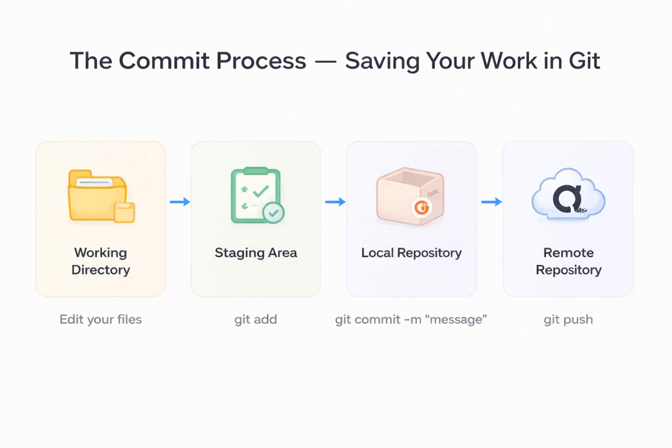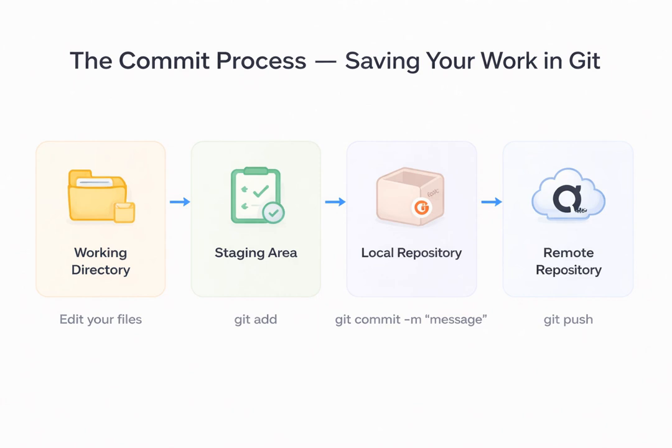Now, let's talk about the commit process. This is the core workflow of Git. There are 4 stages to understand. First, you have your working directory. This is simply where your files live on your computer and where you make your edits. Second, there is the staging area. When you run the command git add, you are selecting which changes you want to include in your next save.